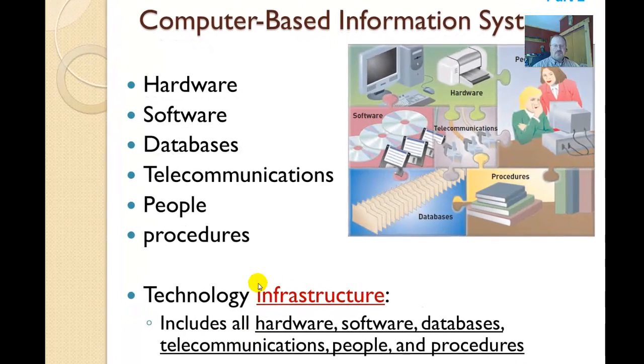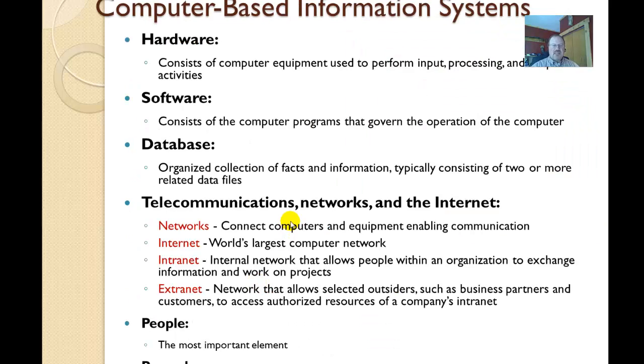Okay, so let's go to that next slide. Computer-based information system, we talked about this. Let's just quickly go over it. Hardware consists of computer equipment used to perform input, processing, and output activities. Software consists of computer programs that govern the operation of the computer. Databases organize a collection of facts and information. Telecommunications, networks and the internet. Networks are connected computers and equipment enabling communication.